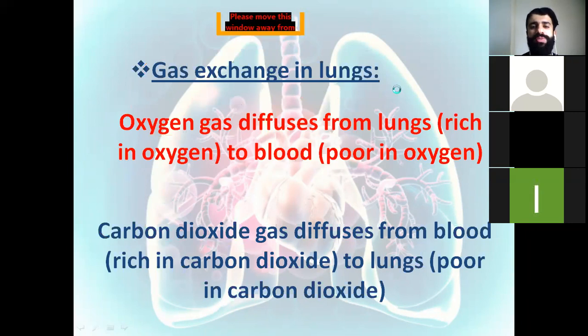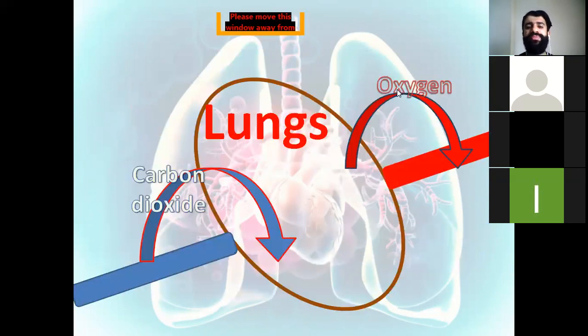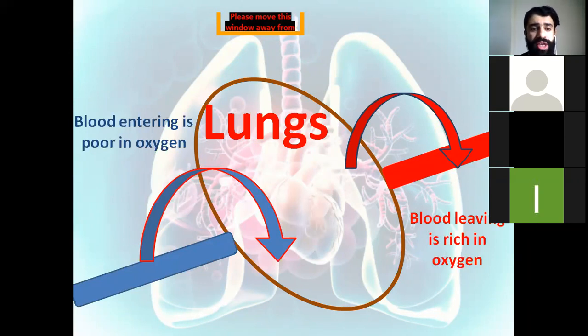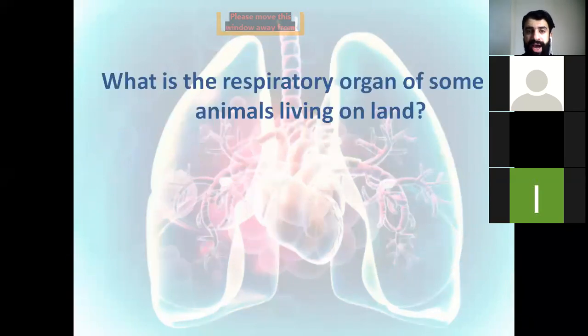Okay, now let's move to talk about the insects and to talk about the trachea also. So blood entering is poor in oxygen, while the blood leaving the lungs is going to be rich in oxygen gas. What is the respiratory organ of some animals living on land?